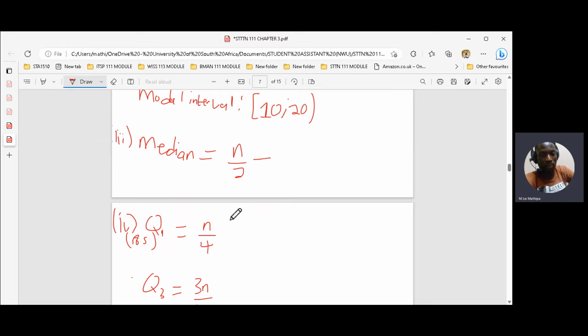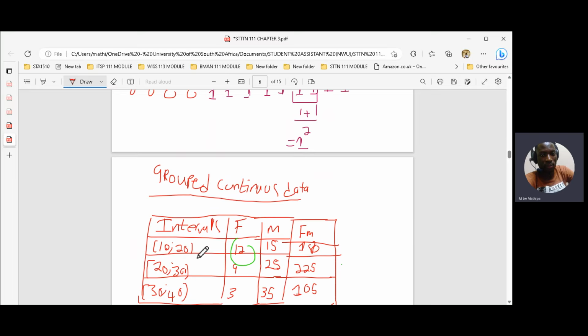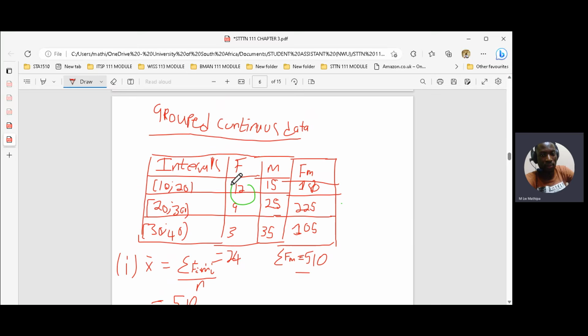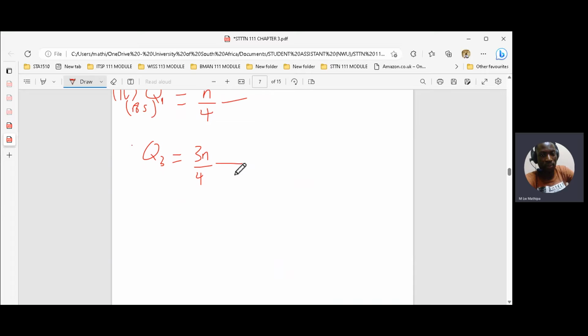For this one, and also the last one here, unfortunately you cannot find the median, lower quartile, and upper quartile using this thing here. Unfortunately, we must draw a graph, which is called the cumulative frequency polygon graph. If we draw it, then we'll be able to get the median, Q1 and Q3.